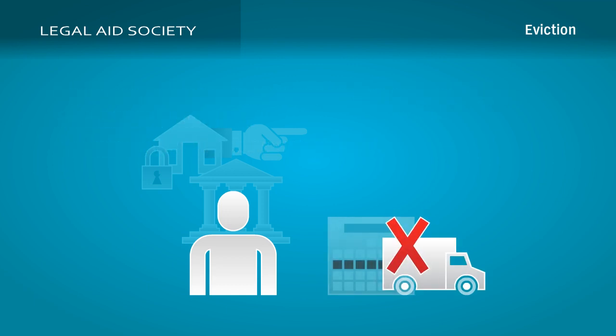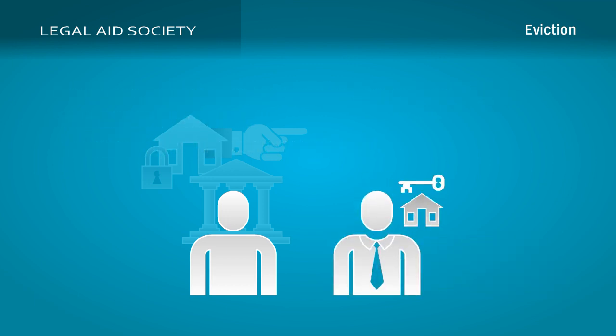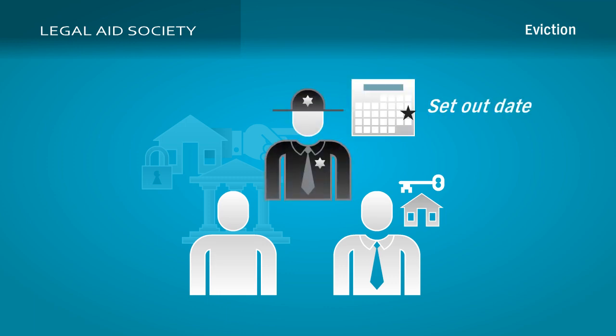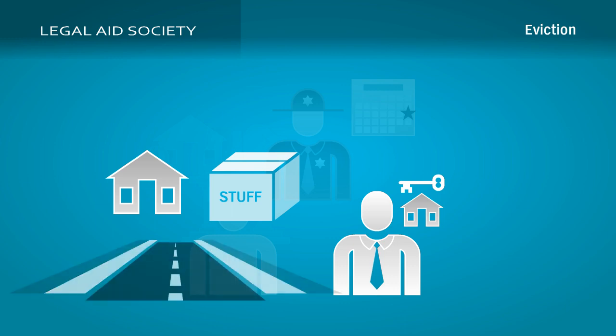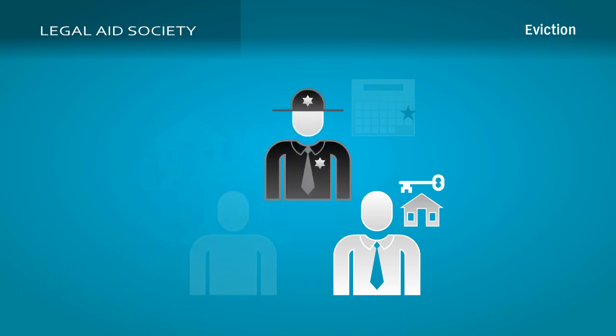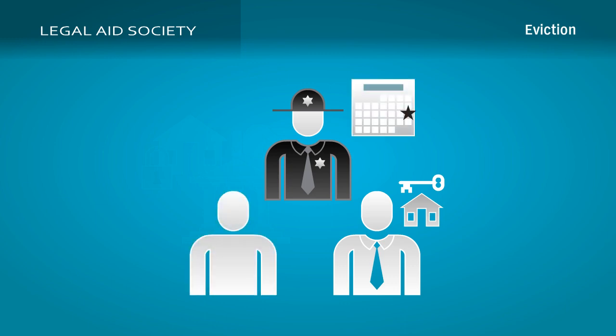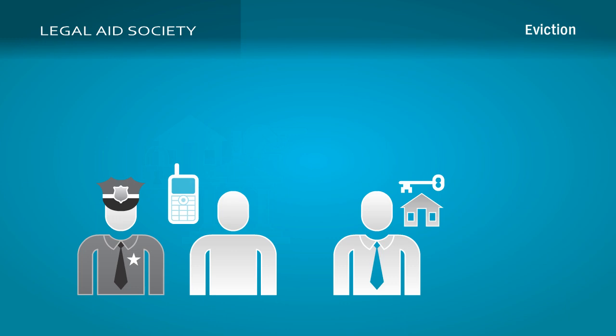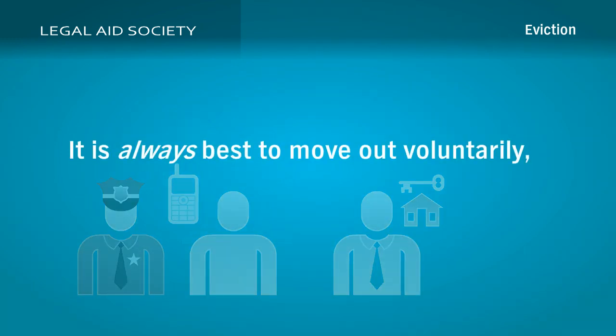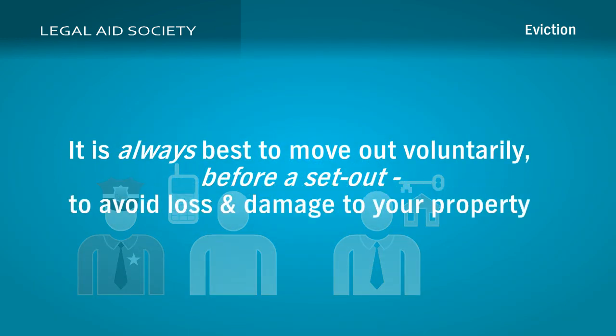If you cannot move out within those 7 days, the landlord will contact the sheriff's office to schedule a set-out date. A set-out is when the landlord removes your property from the residence and puts it in the street. The sheriff will be there only to keep the peace. The set-out must be supervised by a sheriff, and you will get notice of the set-out date prior to that date. If your landlord tries to remove your belongings without the sheriff present, it is illegal and you should call the police. It is always best to move out voluntarily before a set-out to avoid loss and damage to your property.